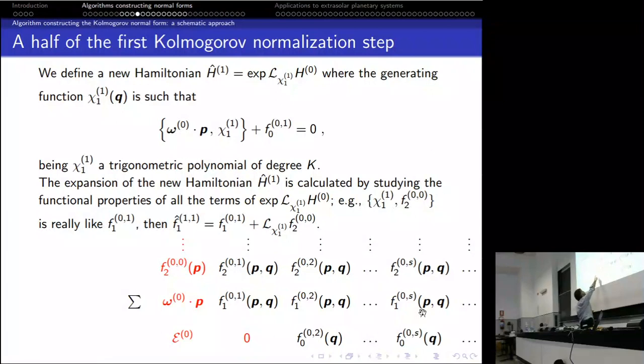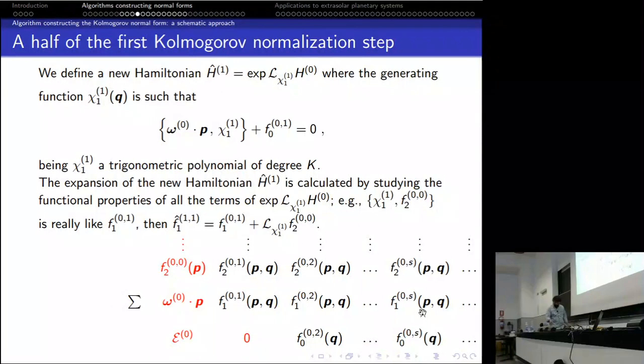For instance, let's imagine applying the series to the quadratic term that is not depending on the angles. Well, you will generate a contribution that will sum up here with the first Poisson bracket, and then by applying two times the Poisson bracket, you generate a term that will sum up here. Why? Because the generating function here was meant to remove that term, so it is not depending on the actions.